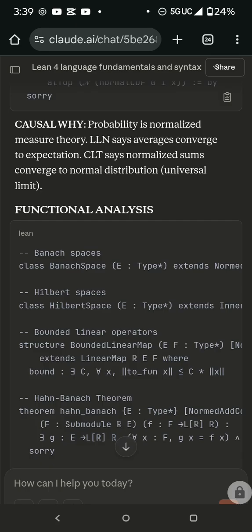Causal Y: probability is normalized measure theory, after all. LLN says averages converge to expectation. CLT, central limit theorem, says normalized sums converge to normal distribution, a universal limit. Though I've seen other AIs find further nuances and say that this is over-invoked and that the truth is a little more nuanced. Interesting.